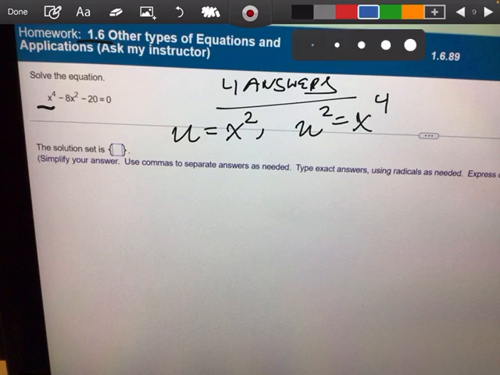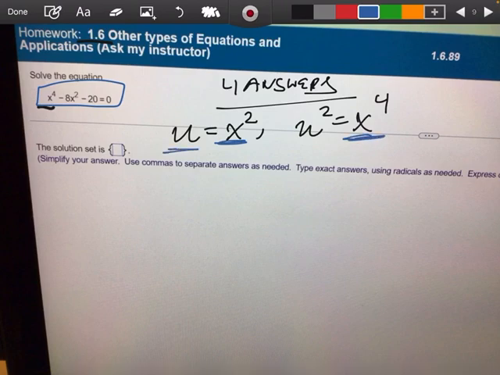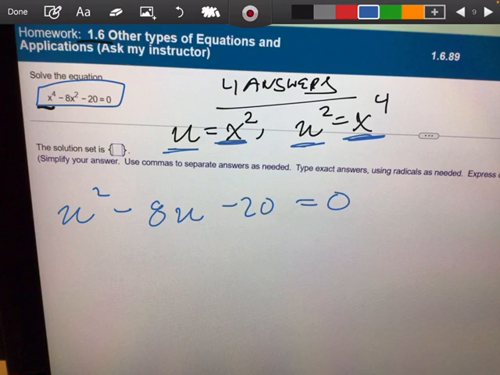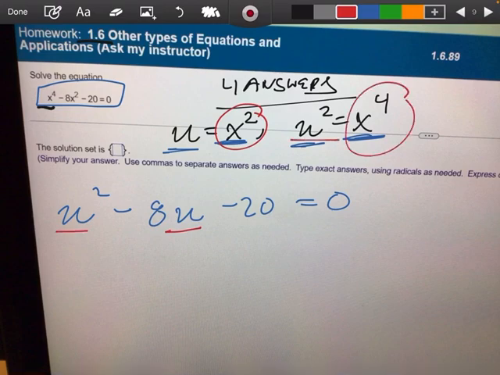Now, the reason why we're doing this, y'all, is we're going to come back to this problem and we're going to rewrite it. But everywhere we have an x squared, we're going to write a u. And everywhere we got an x to the fourth, we're going to write a u squared. So look, I'm going to have a u squared minus an 8u minus 20 equals 0. Remember, all I did is if there was an x squared, I replaced it with a u. If there was an x to the fourth, I replaced it with a u squared, all right?